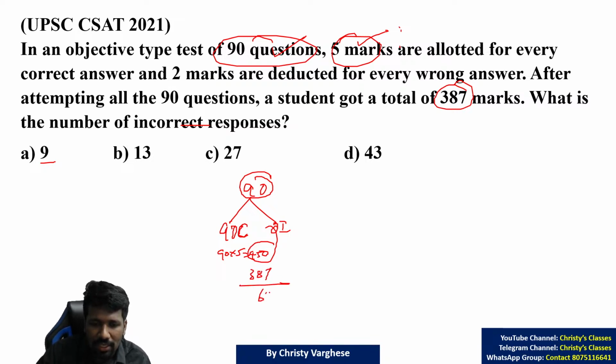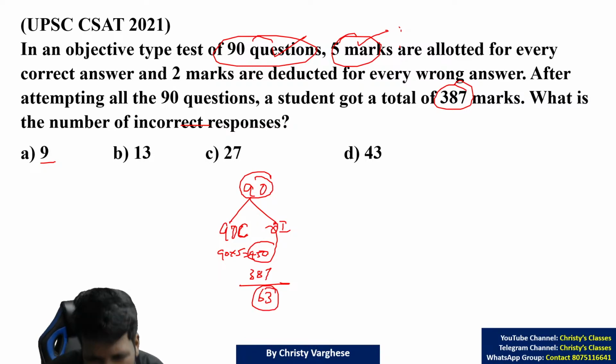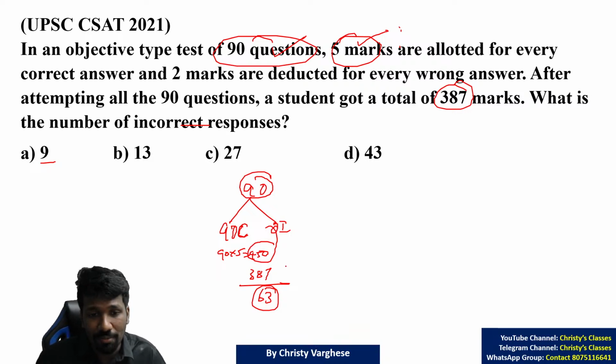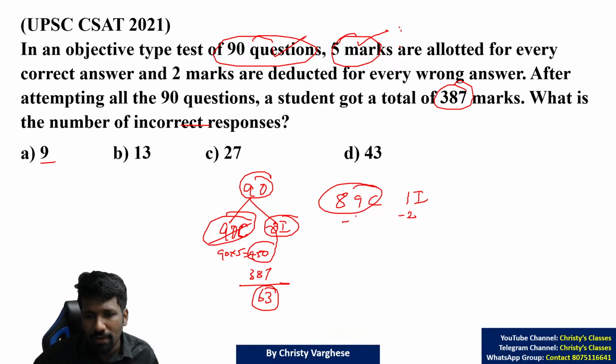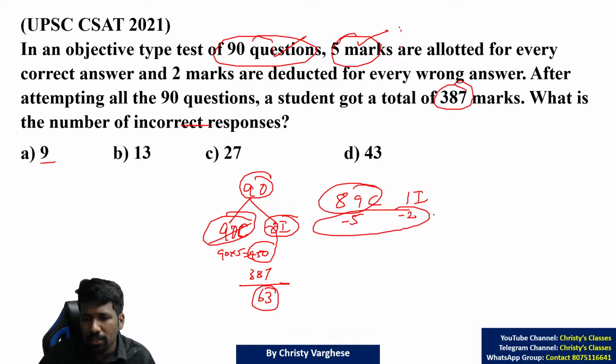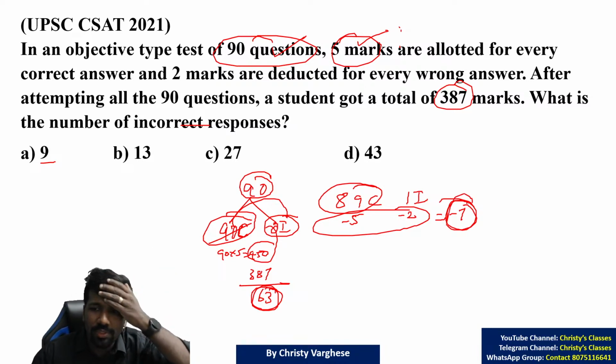That is, the remaining 63 marks he lost. Where did he lose those 63 marks? Because he didn't make all questions correct. Now, the ideal situation is all questions correct and 0 incorrect. Let us think what happens if 90 correct is changed to 89 correct and 1 incorrect. 1 incorrect will reduce 2 marks and 90 correct reduced to 89 correct will reduce 5 marks. So 5 plus 2, 7 is the difference. Here there is a difference of 63. 1 replacement of correct to incorrect will reduce 7 marks from the total.